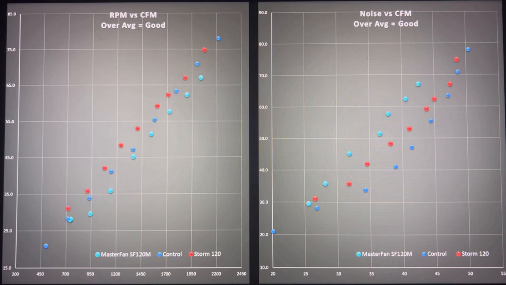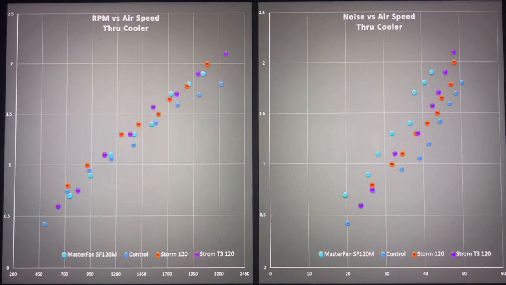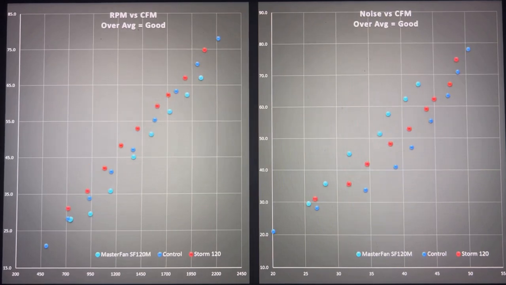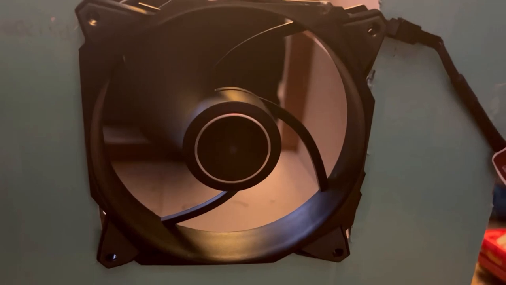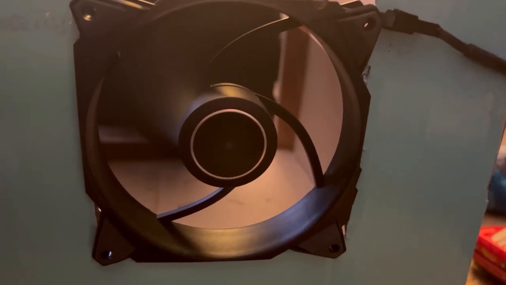But the way you would use these graph data is, if you're looking at a smaller form factor case, you want to take a look at the 6-inch mark, as well as the performance data through my CPU cooler. Those give trends towards pressure optimization in fans. While if you're just looking at airspeed performance, you want to be looking at the other data points, as well as the CFM data. Antec Storm 120.